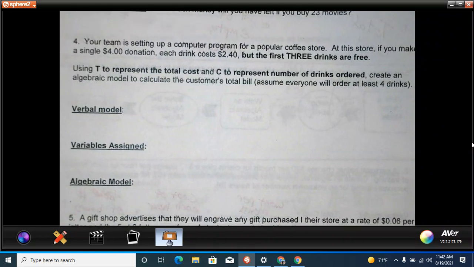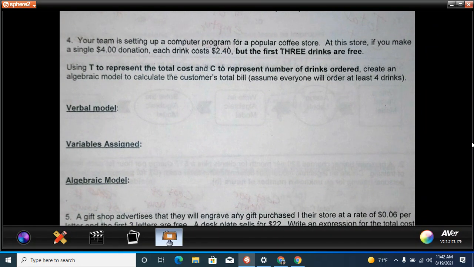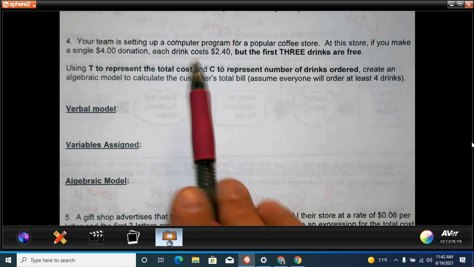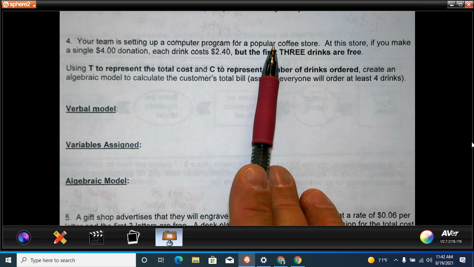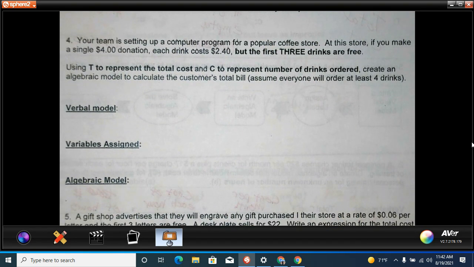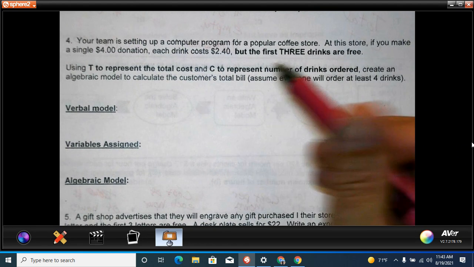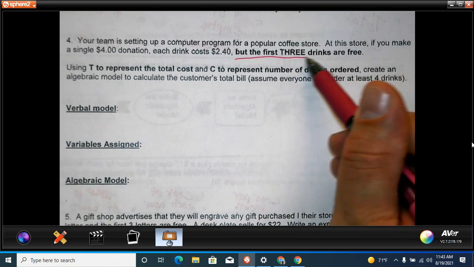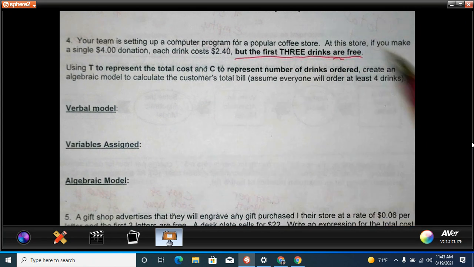Okay, let's do number 4. Your team is setting up a computer program for a popular coffee store. At this store, if you make a single $4 donation, each drink costs $2.40. Here's the wrench. But the first 3 drinks are free. So that's what they're throwing in that's different in this word problem, right?